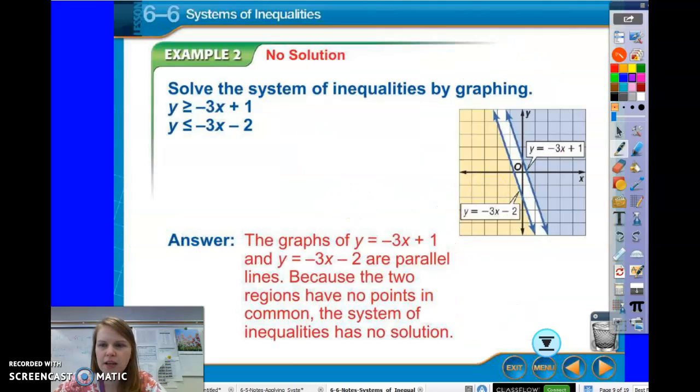Sometimes you might get a solution that isn't actually overlapping. So solve the system of inequalities by graphing. I'm seeing that once you graph these, there's a gap in the middle. Because these regions have no points in common, the system of inequalities has no solution.